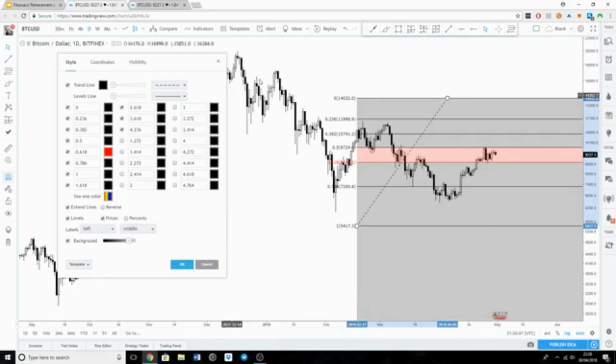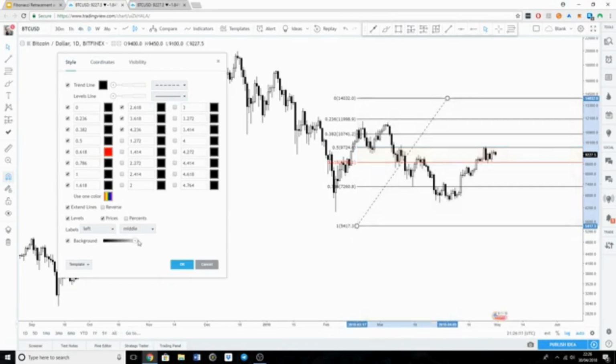Background, I'm not really a big fan of how it clutters up my chart, so what I do is slide this as far right as possible to fade away the colors and not interfere with your chart. And then again, the very personal setup that I like is to go right labels on top. And so it ends up looking something like this.